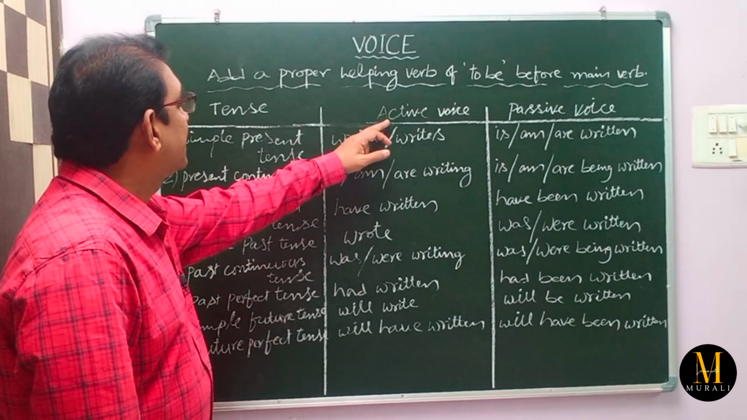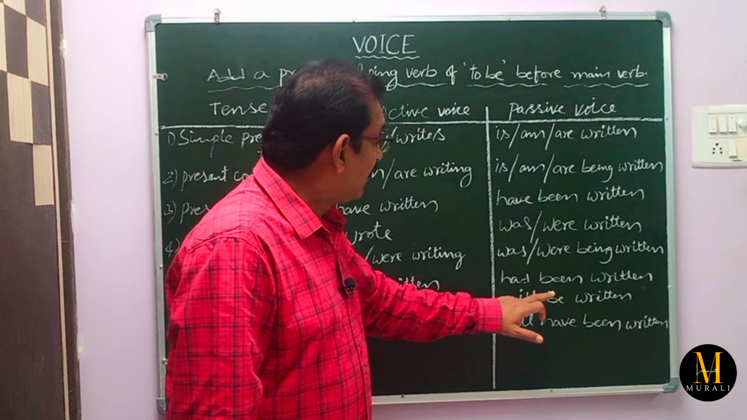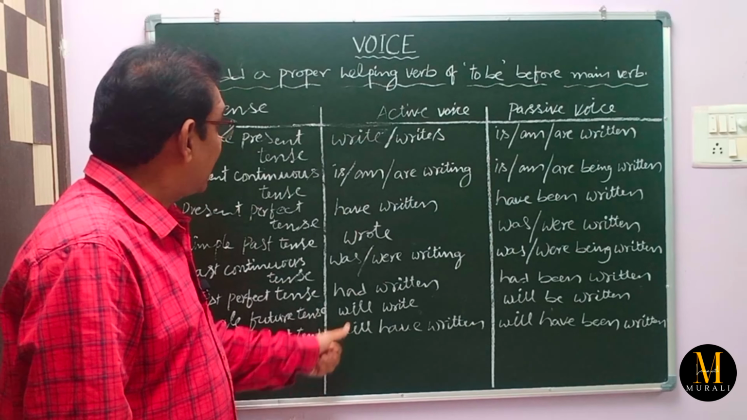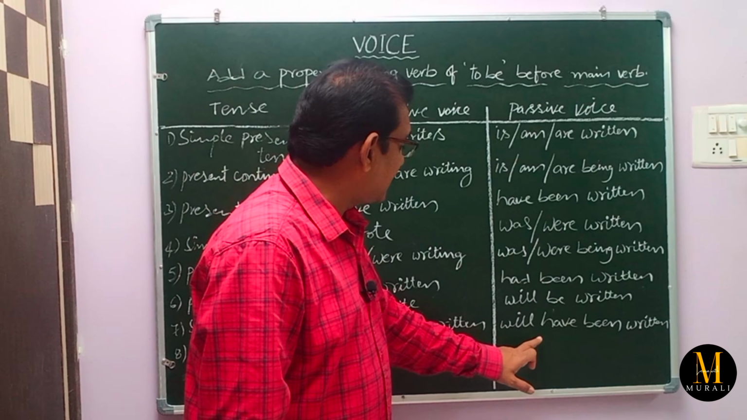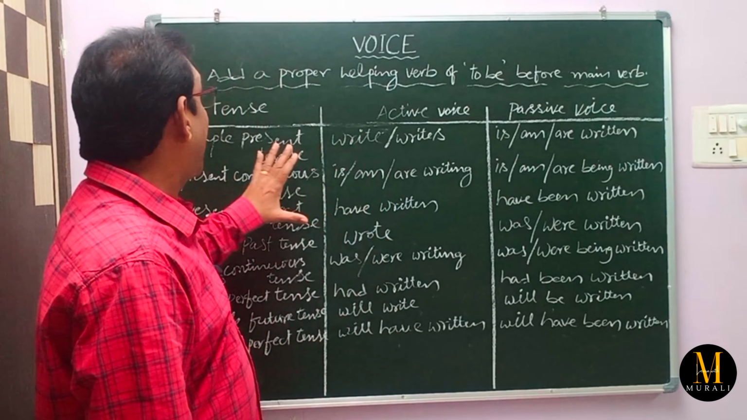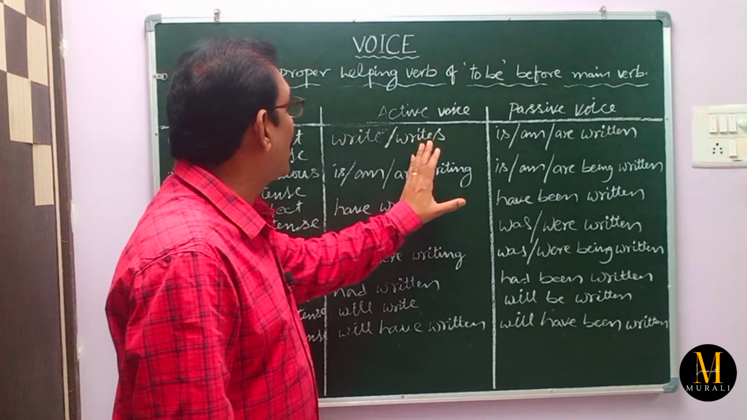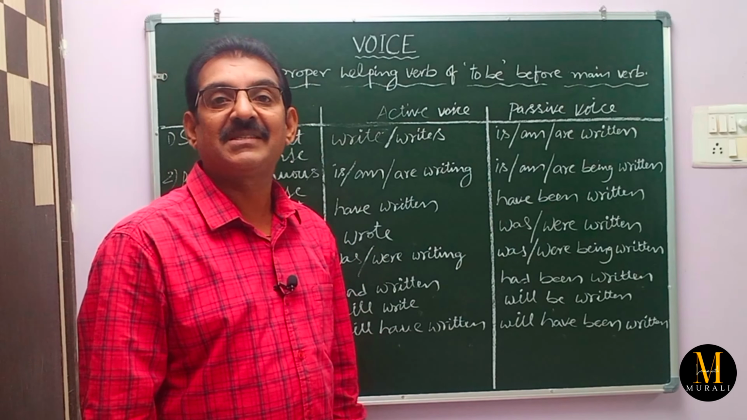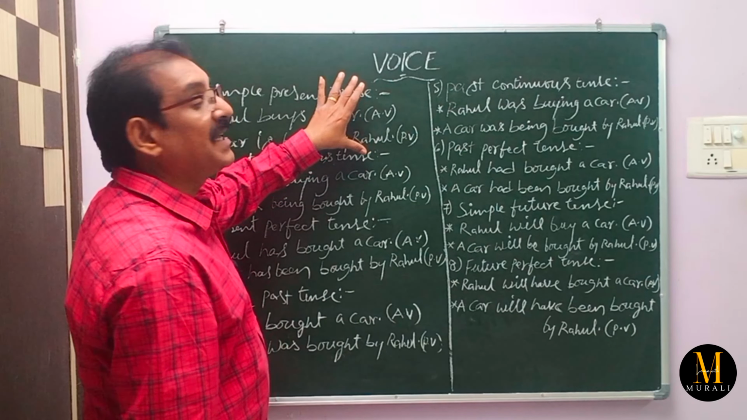Simple future tense in active voice: will write. In passive voice: will be written. Next, future perfect tense in active voice: will have written. In passive voice: will have been written. See, observe these 8 tenses and how we change from active voice to passive voice. Okay, these are the changes. According to the tenses, we should learn the sentences.